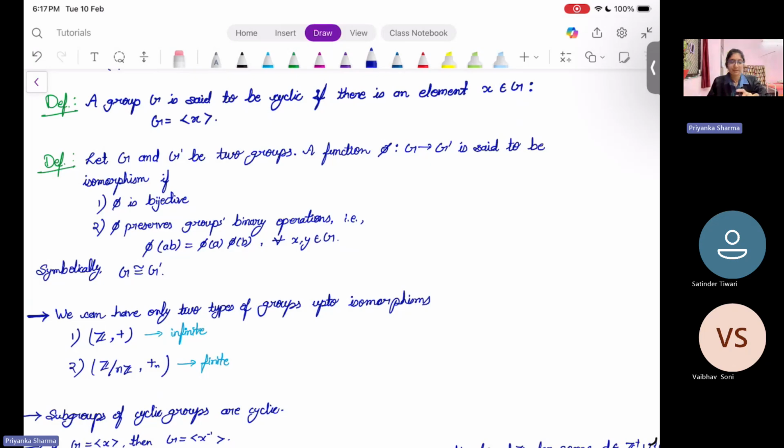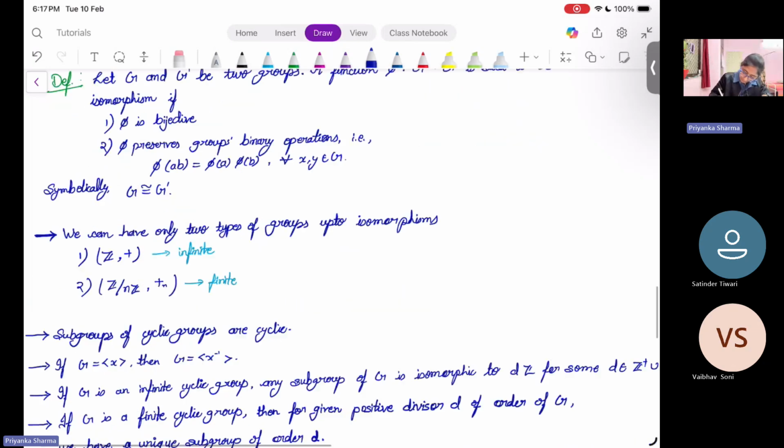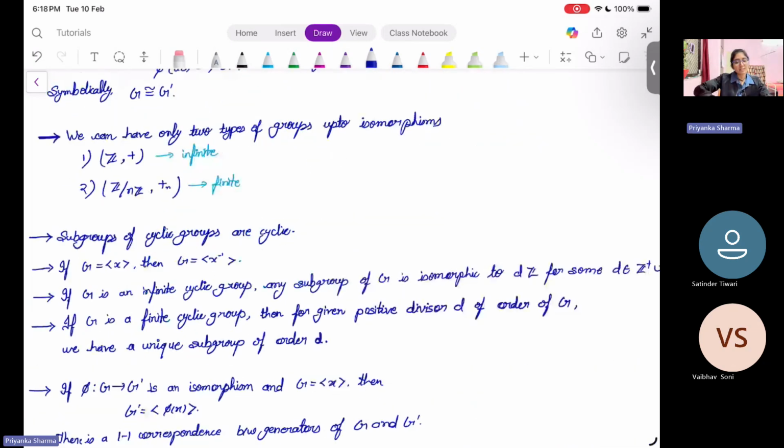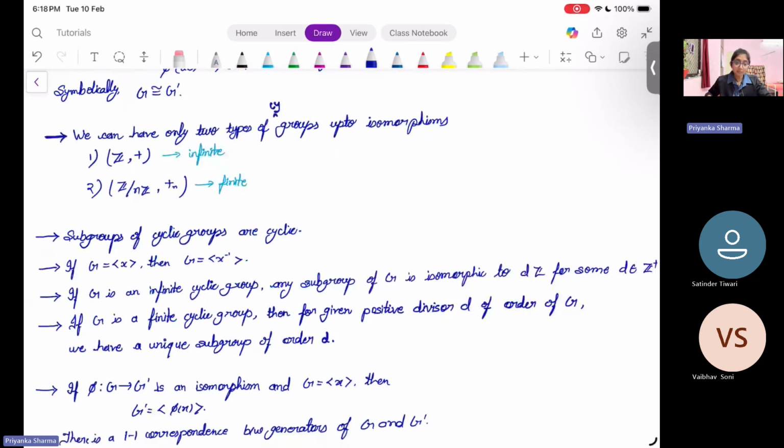Symbolically, we write it as G isomorphic to G dash. Now, I forgot to write this here: we can have only two types of cyclic groups, up to isomorphism. If the group is infinite, then it will be isomorphic to Z plus, and if the group is finite, then it will be isomorphic to Z over NZ.